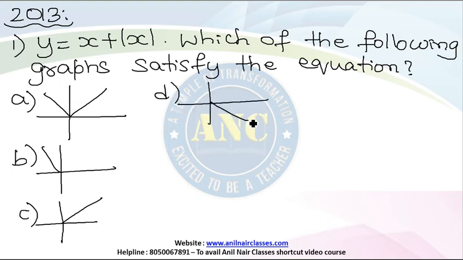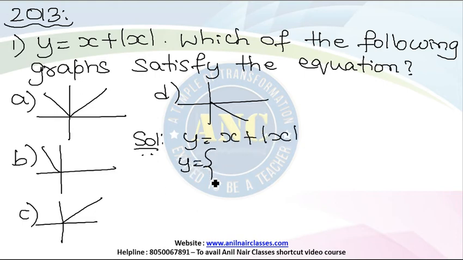Now see here, first of all, the equation given is, let me write the solution here, y is equal to x plus mod x. Can I say that this is y is equal to mod x value? Mod x is nothing but x when x is greater than 0. When the x value is greater than 0, mod x value will be equal to x.